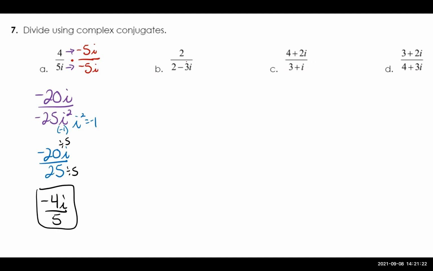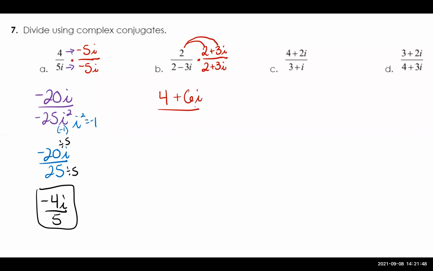Part B, the complex conjugate of 2 minus 3i would be 2 plus 3i. Then whatever we multiply by in the bottom, we need to multiply by in the top. So we'll multiply 2 times 2. So in the top, we need to distribute this out. So 2 times 2 is 4. And 2 times 3i is a positive 6i.